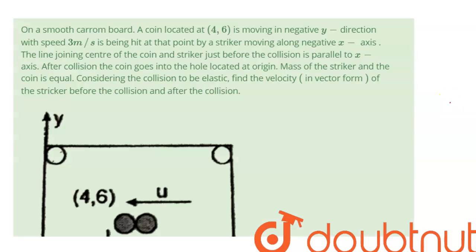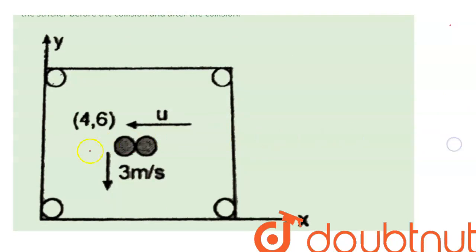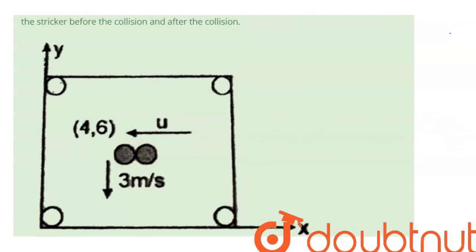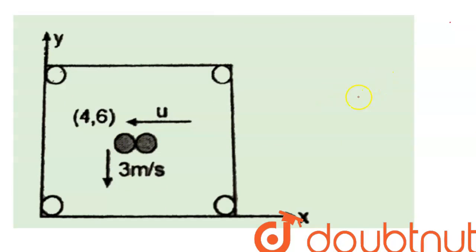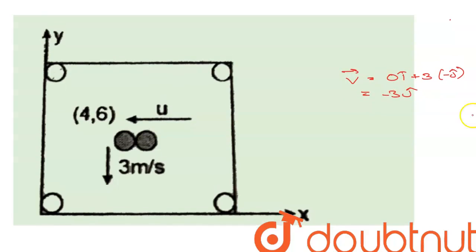So before the collision, the coin that was placed at (4,6) has a velocity of 0 i cap plus 3 minus j cap, so minus 3 j cap, and the striker is moving along the x-axis, so u is equal to u i cap.